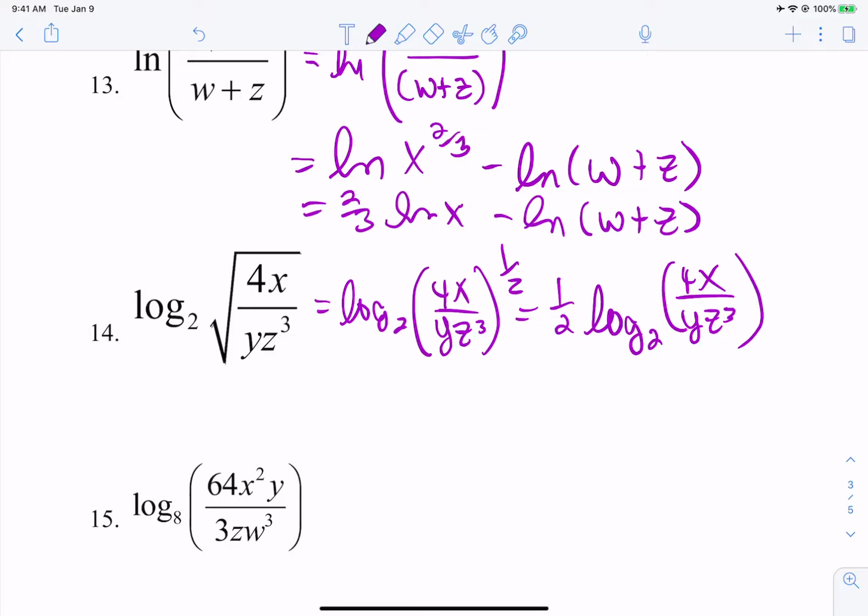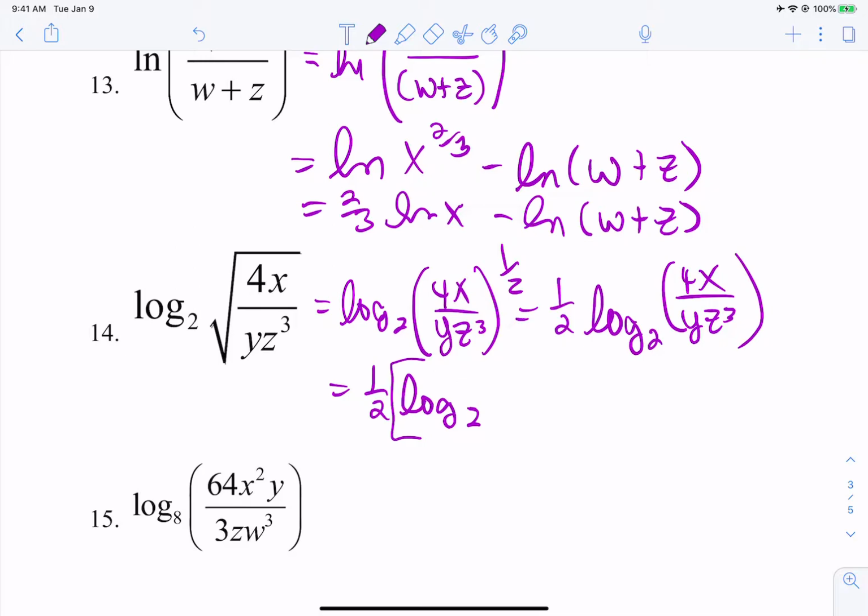Now, that 1/2 is going to multiply by every single answer that we get, every single piece, because next I'm going to split apart this fraction. Every factor on top and every factor on bottom are going to get their own unique logarithms. Remember, the top factors are going to be positives or additions. The bottom are going to be subtractions. So I'm going to put the 1/2 just there for now. I'll distribute it eventually.